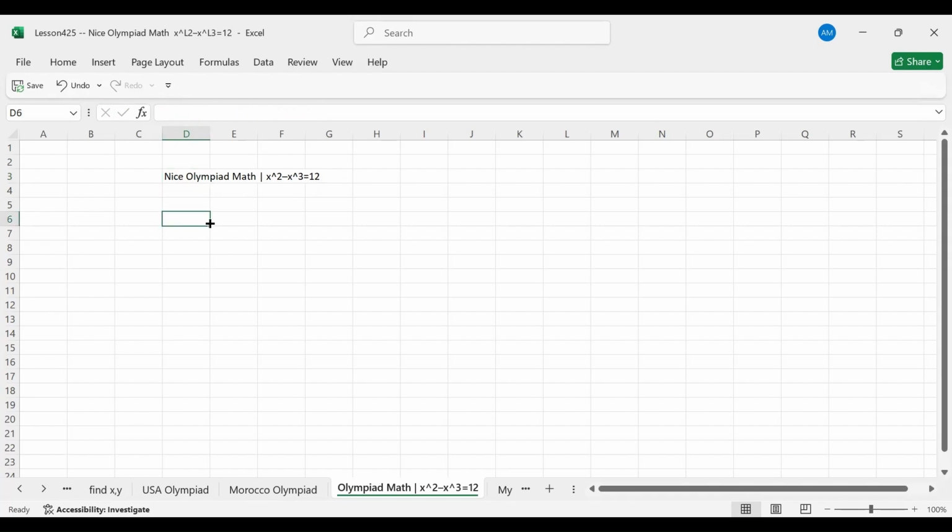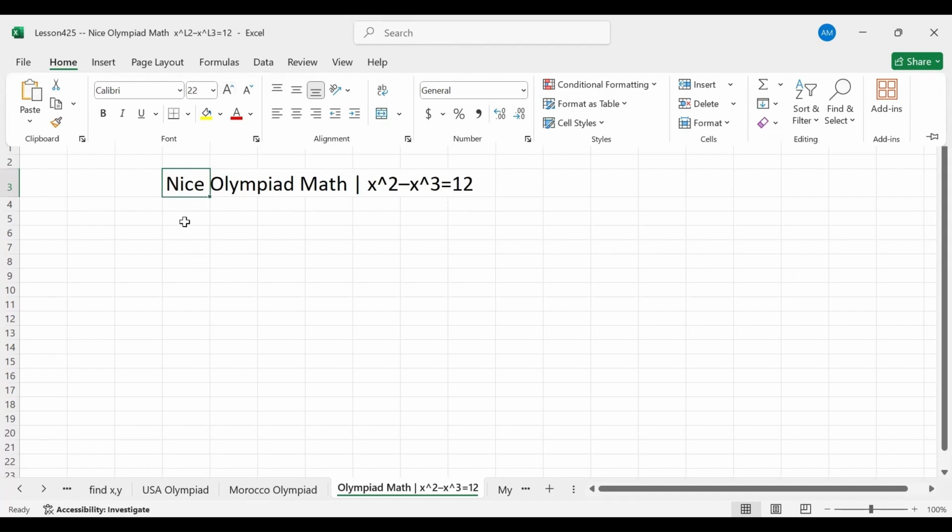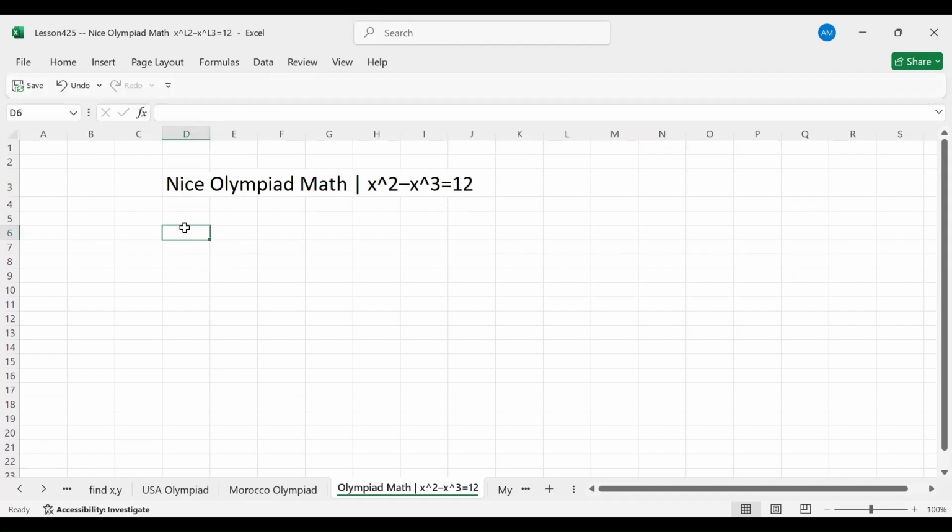So x square minus x cube equal to 12, right? So this is the situation. Let's highlight it. This is our problem. We have to find what is the value of x. Find x.